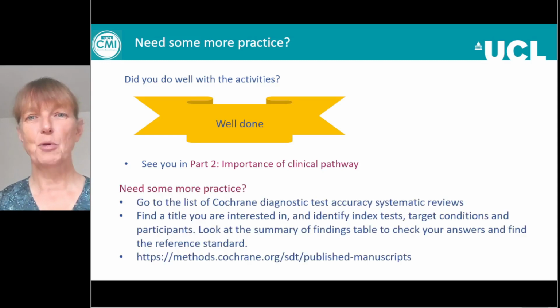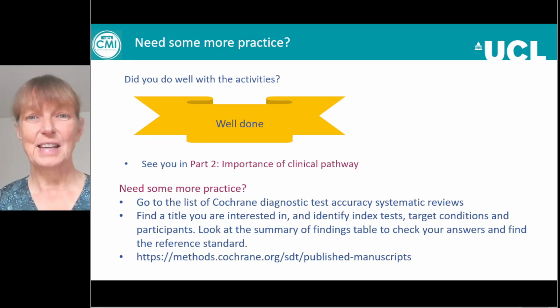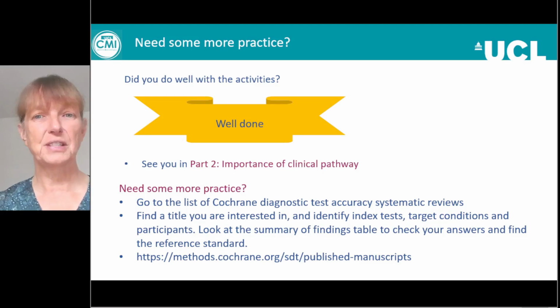If you feel you'd like some more practice getting those words for diagnostic accuracy correct, go to the list of the Cochrane Diagnostic Test Accuracy Systematic Reviews. Find a title you're interested in and have a go at identifying index test, target conditions and participants. And then you can go to the summary of findings table and check your answers and find the reference standard. So here's a web link for you to be able to get through to those reviews.